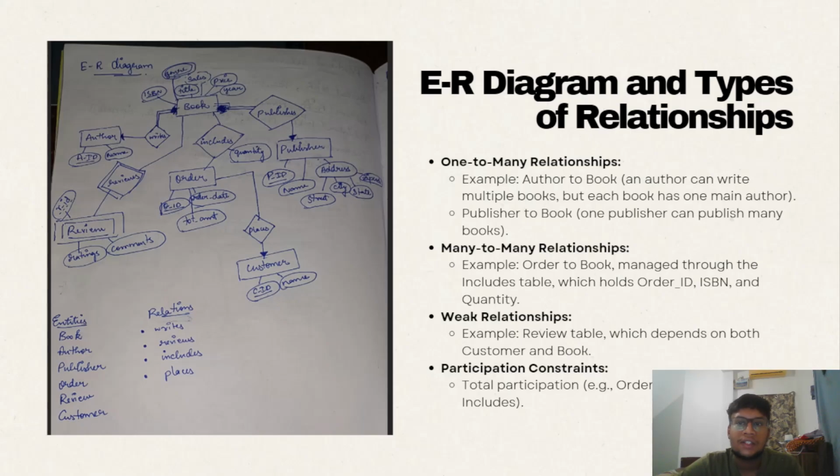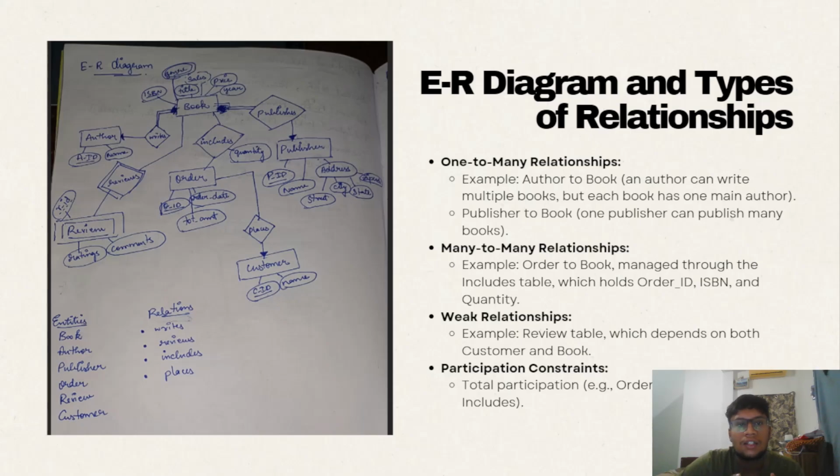This type is represented between the author and book, as one author can write multiple books, but each book has only one primary author. We also see this between the publisher and the book, where one publisher can publish many books, but each book has only one publisher. And then there is the many-to-many relationship.